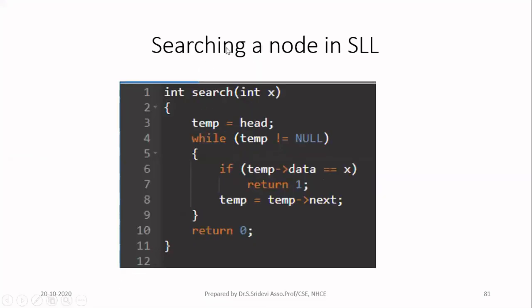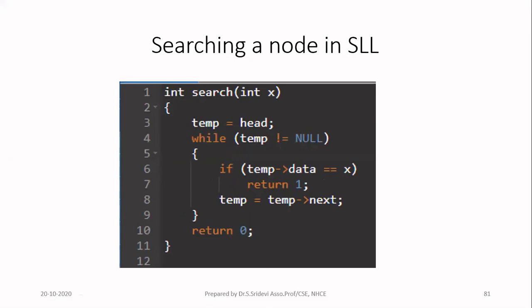Next is how we are going to search a node in a single linked list. Okay, so we know how to display a node in a single linked list. Now we are going to see how to search a node in the single linked list. It is more or less similar to display. You study 2 different types of searching algorithms. One is linear search and another is binary search.